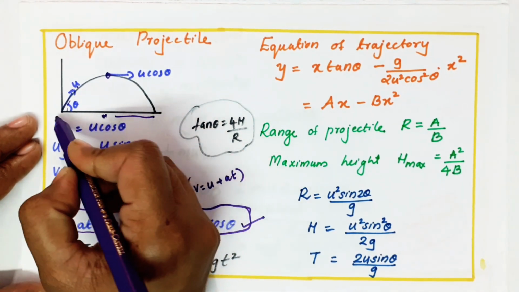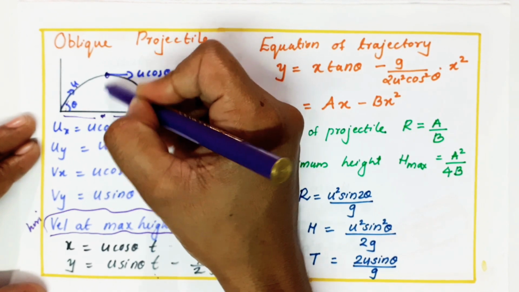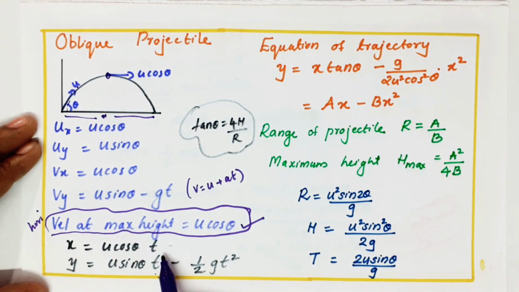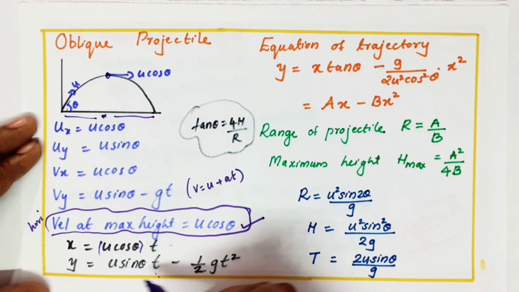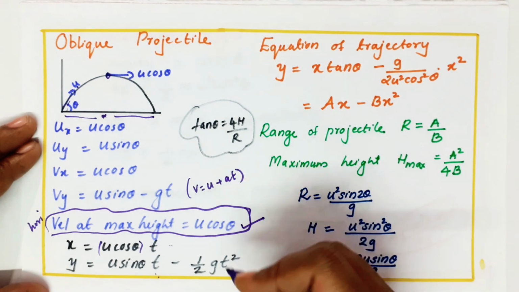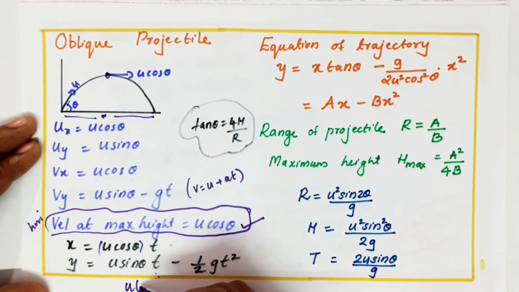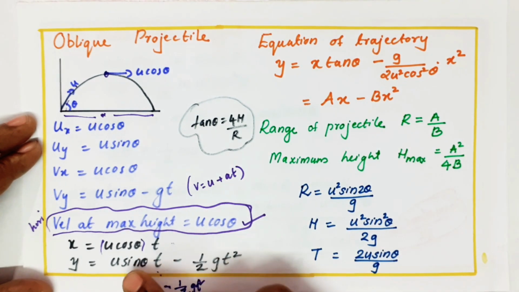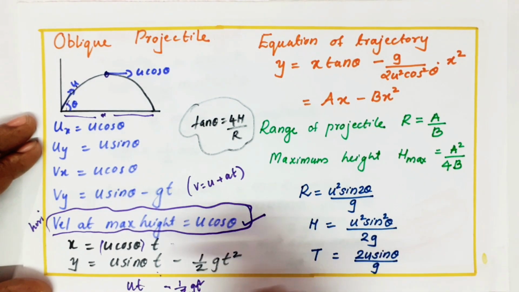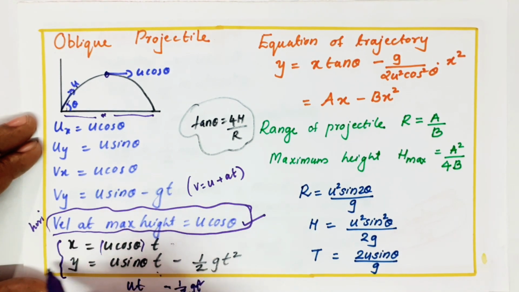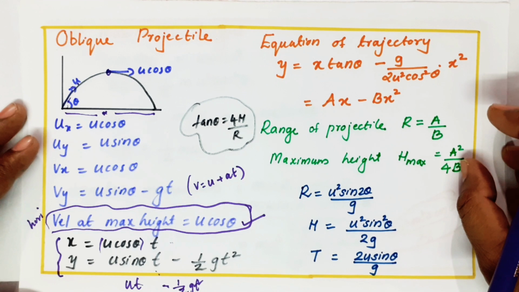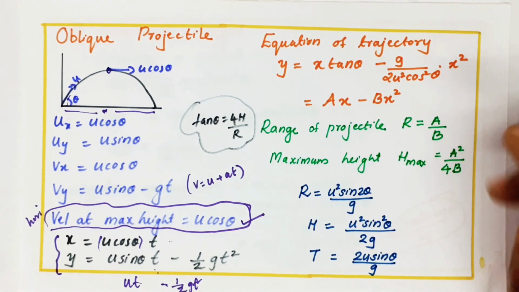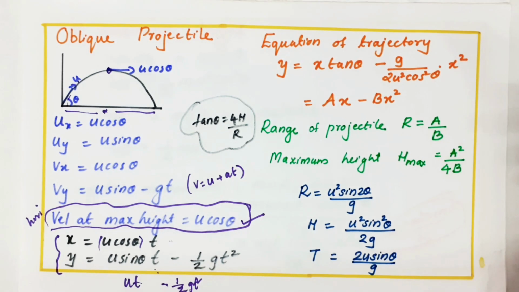Next, you can find this as your x, that means horizontal distance. Y is the vertical distance, right? So I can take x as u cos theta into t, because horizontal velocity into time. What is y? Y I can write as u sin theta into t minus half gt square. It means we are using the equation ut minus half gt square only. These two equations also you remember: horizontal distance as u cos theta into t, and vertical distance as u sin theta into t minus half gt square.